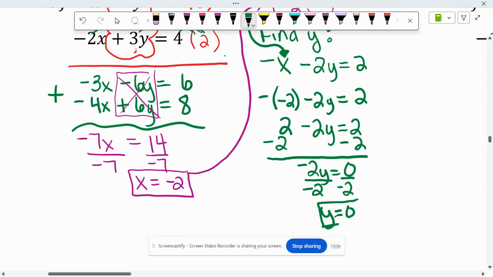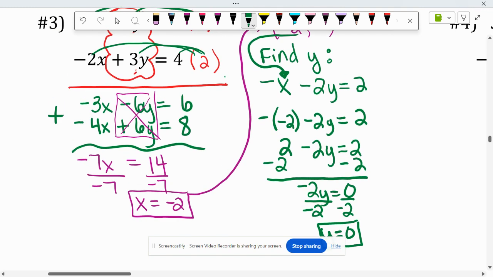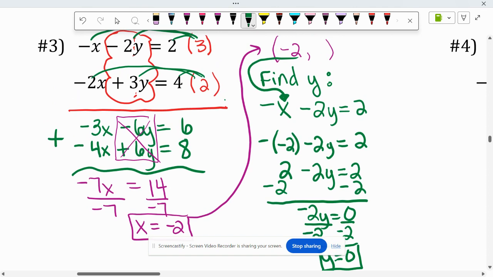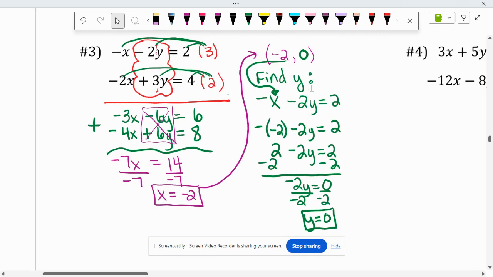Is 0 a number? Yes, it is. 0 is a number. We can have 0 as a number. So our ordered pair is the ordered pair negative 2, 0. Okay?